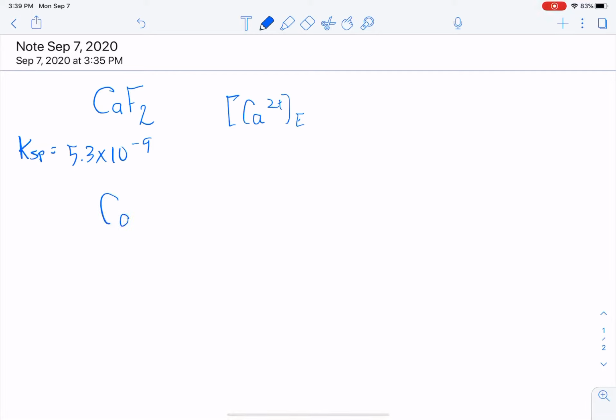So the question I'm going to give you actually involves calcium fluoride, and the KSP for calcium fluoride is 5.3 times 10 to the negative 9. And like the question that you sent me, we're going to want to know what is the concentration of calcium ions at equilibrium.